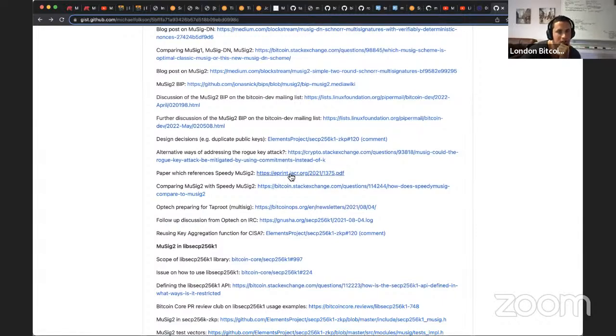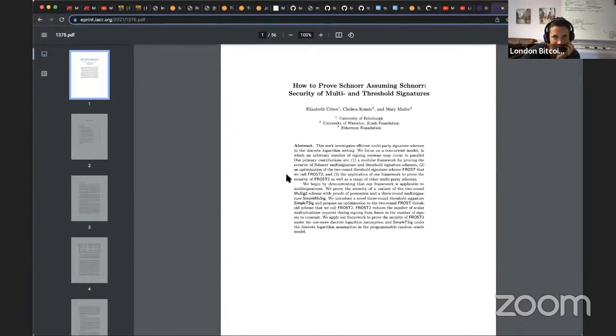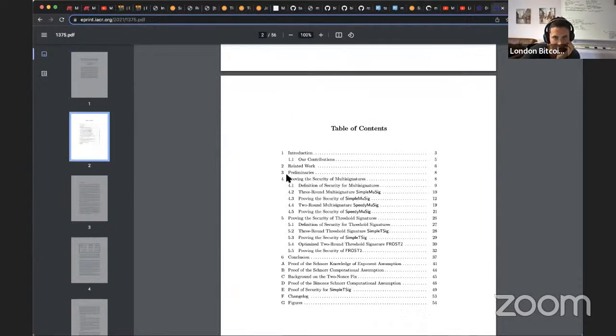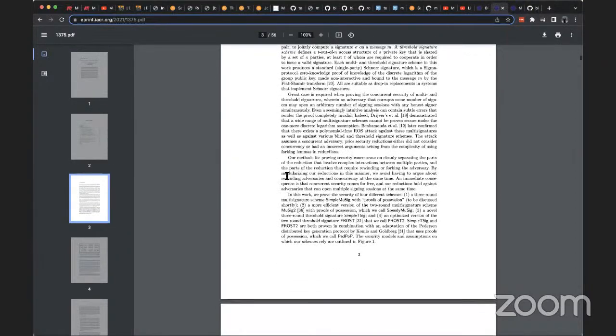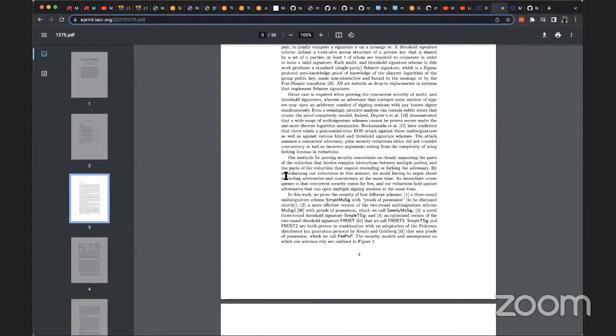So this is your paper with Chelsea Conlon and Mary Muller, and this has a speedy MuSig2 in it. Yes. And it is using proofs of possession, which none of MuSig1, MuSig2 use, I think. And this uses proof of possession. And you argue in the paper that this could potentially be better in certain examples or use cases.